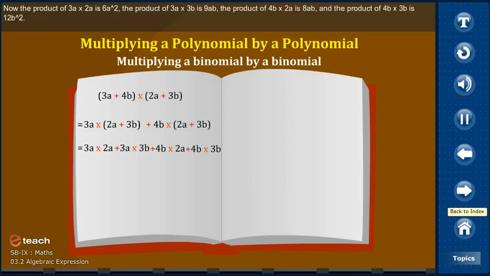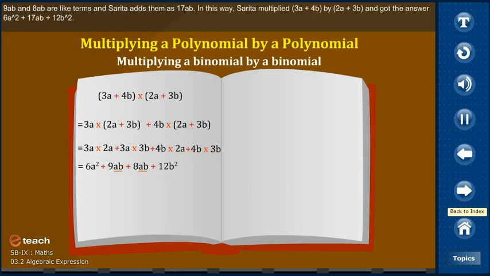binomial. Now the product of 3a into 2a is 6a square. The product of 3a into 3b is 9ab. The product of 4b into 2a is 8ab. And the product of 4b into 3b is 12b square. 9ab and 8ab are like terms, and Sarita adds them as 17ab.